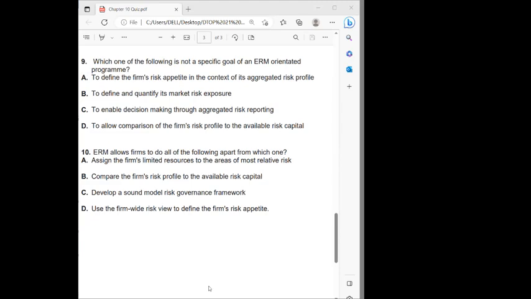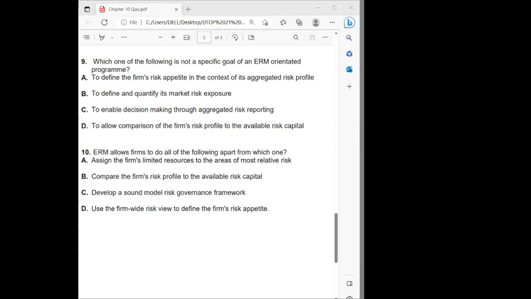Assign the firm's limited resources to the areas of most relative risk. Compare the firm's risk profile to the available risk capital. Develop a sound model risk governance framework. Use the firm-wide risk view to define the firm's risk appetite. Right. Question is, allows firms to do all of them apart from. So let's see the exception.